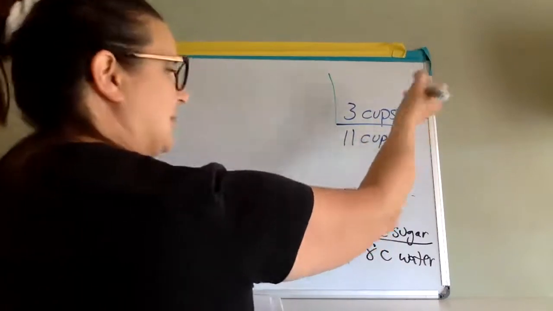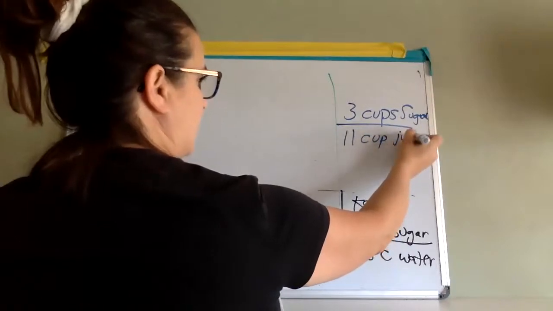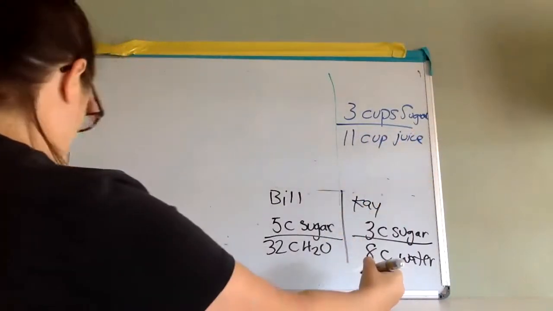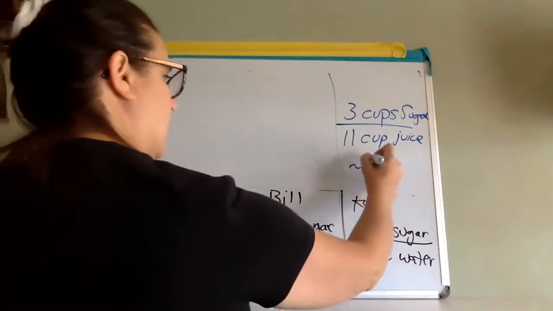It's a juice. Let's just call it juice. It's not really juice though. So 3/11 is actually about 27%.